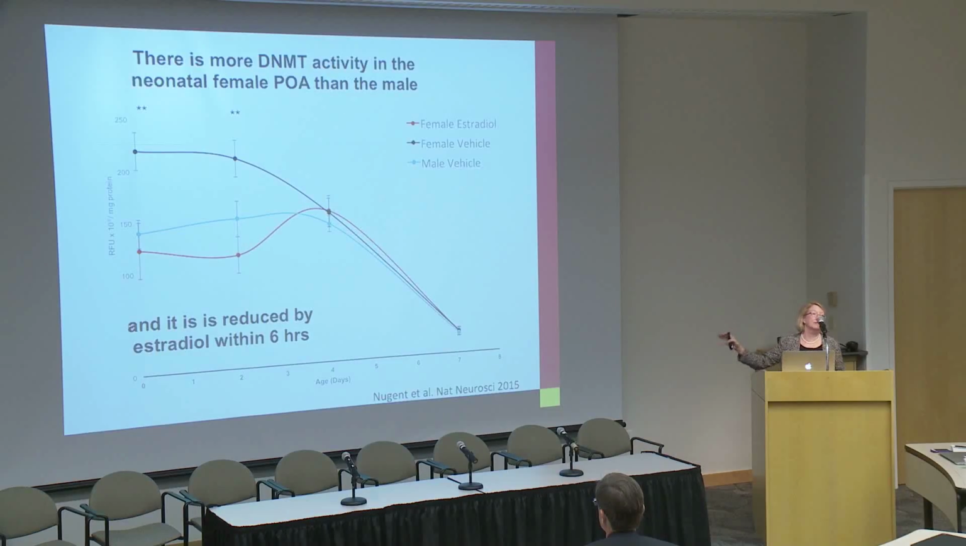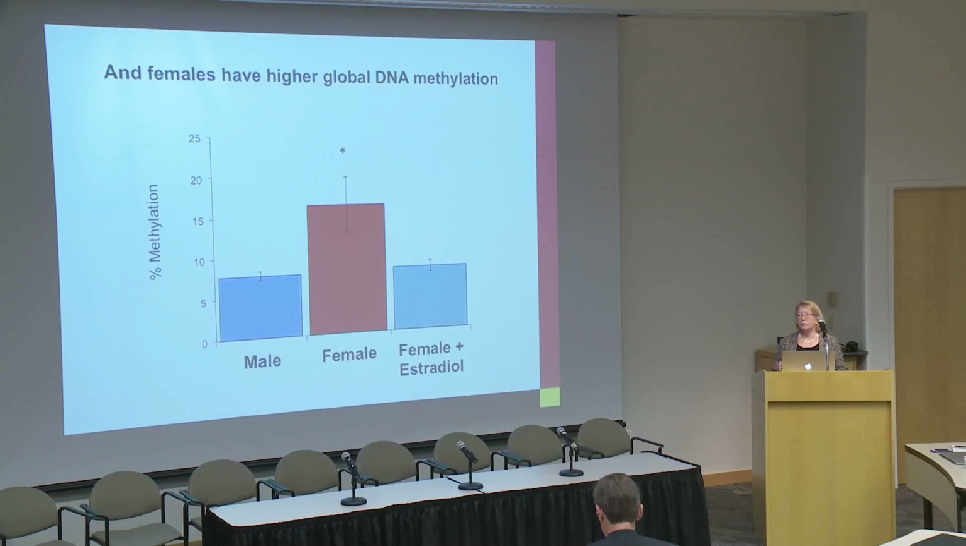And this is the end of the sensitive period for sex differentiation of the brain. Well, does this actually read out into differences in DNA methylation? She did another antibody-based global DNA methylation assay just of the entire preoptic area. That's all we're looking at. We're just mushing up the preoptic area.